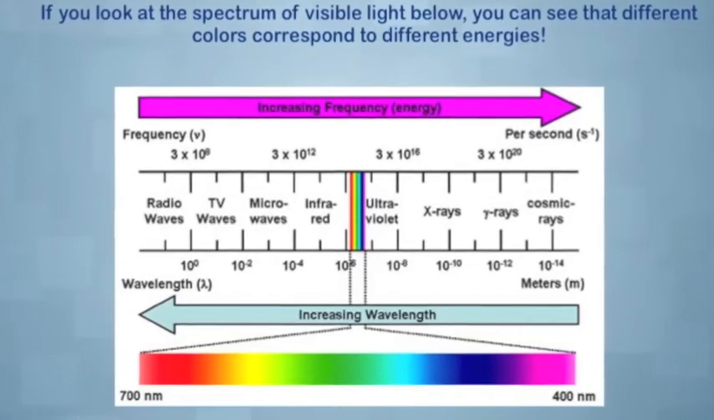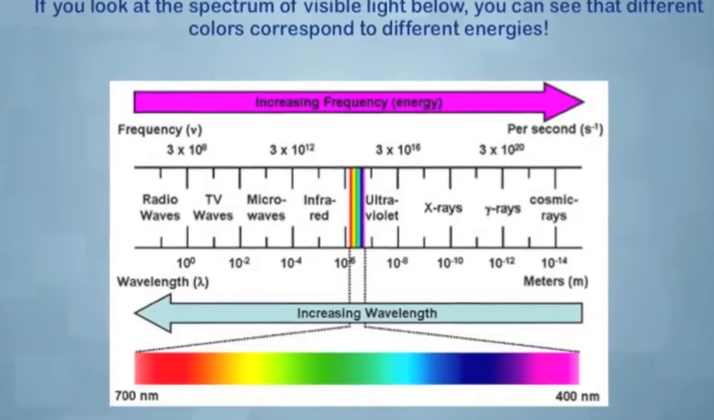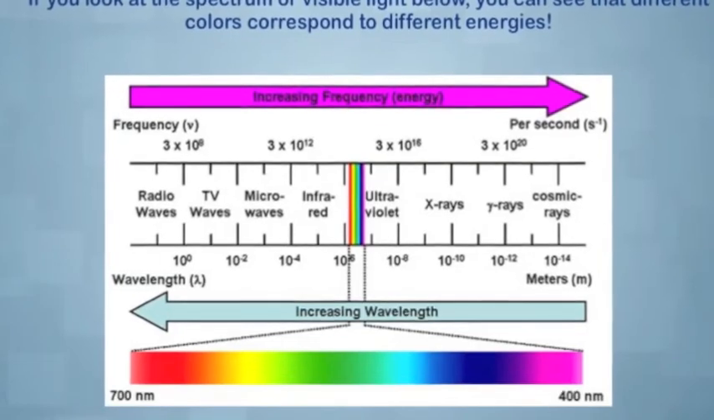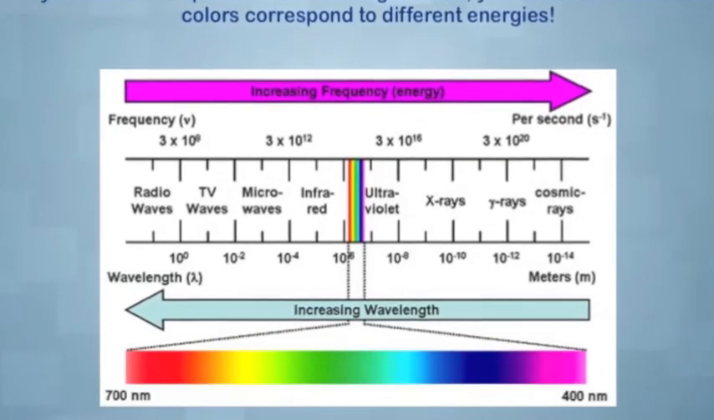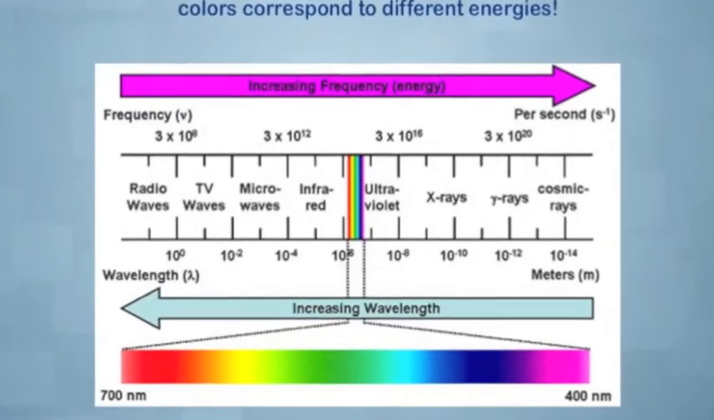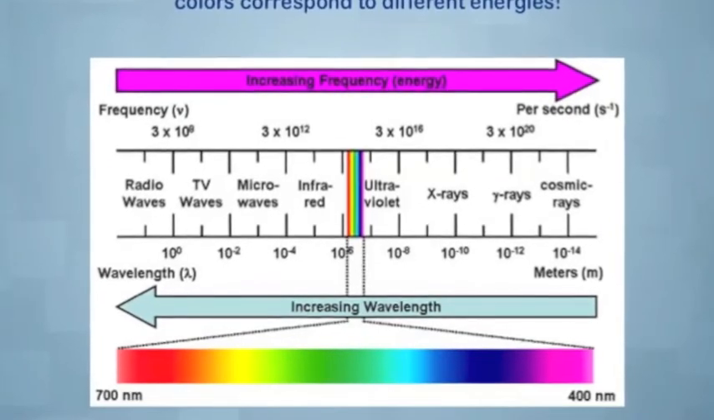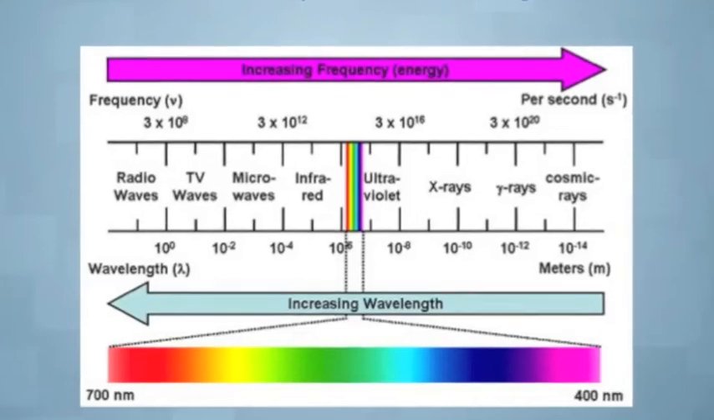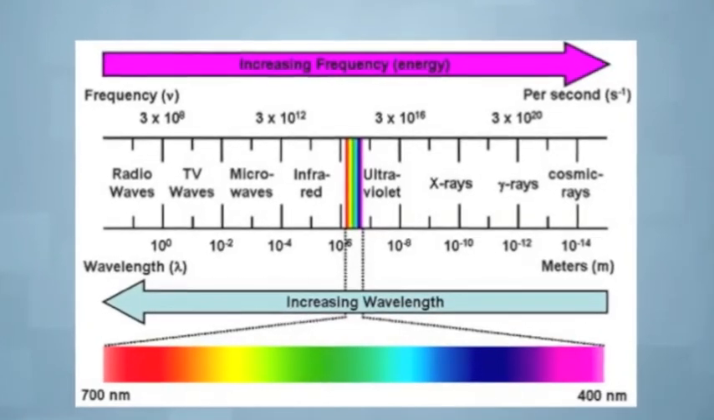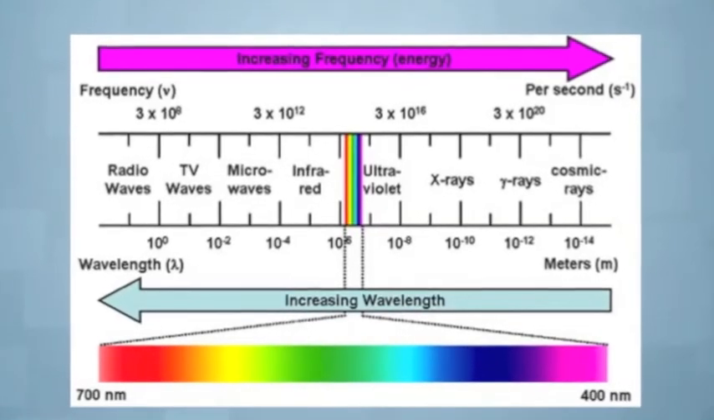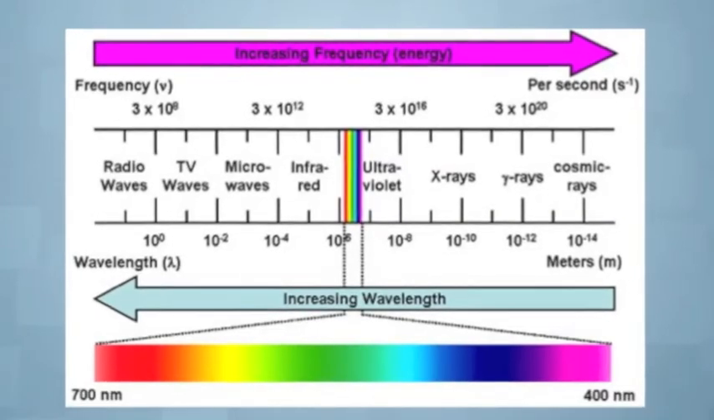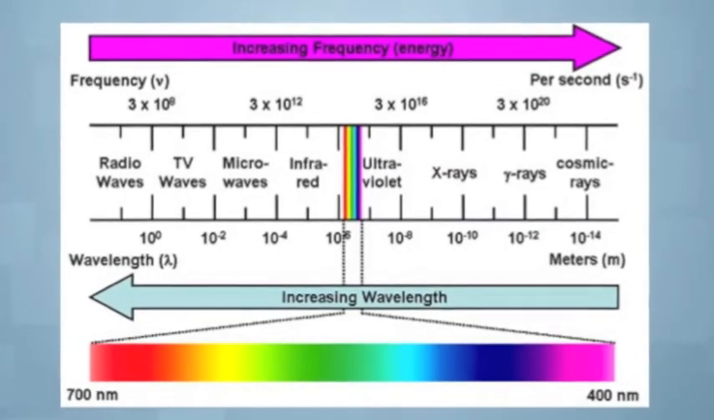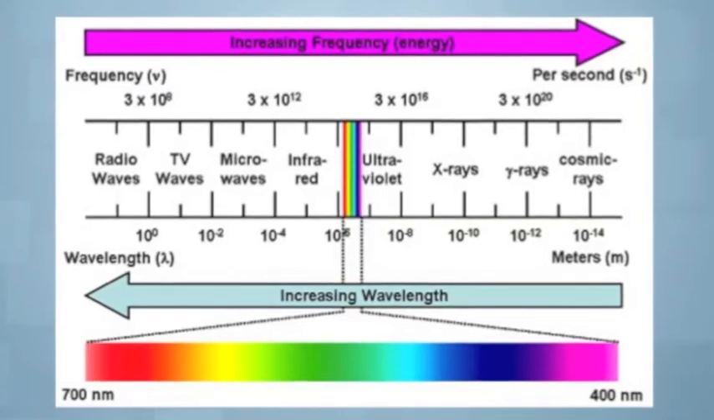Here is the overview of the spectrum. From the left to the right, we have increasing frequencies, which also means an increase in energy. The wavelength is inversely proportional to the frequency, which means higher frequencies would have shorter wavelengths. As you can see here, the red light, which has the lowest frequency in the visible light region, has the longest wavelength. The blue light, which has the highest frequency, has the shortest.